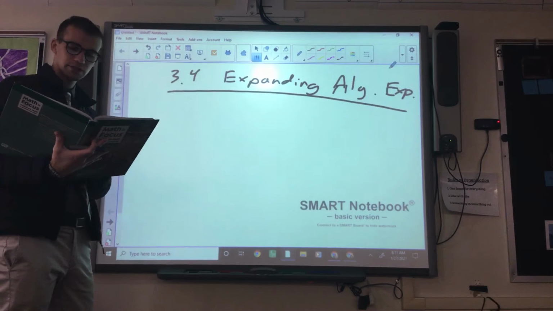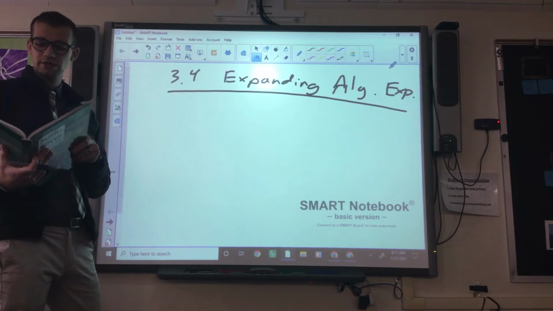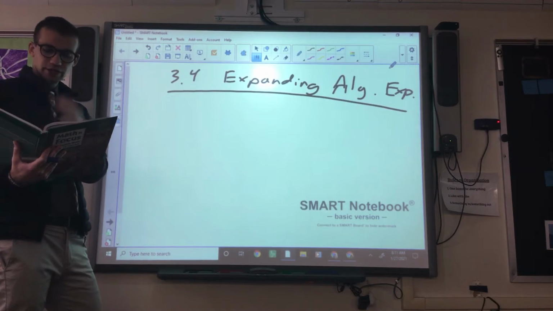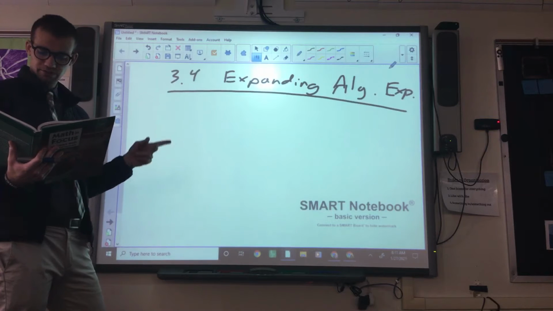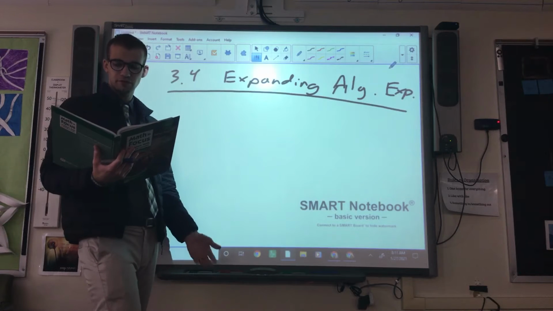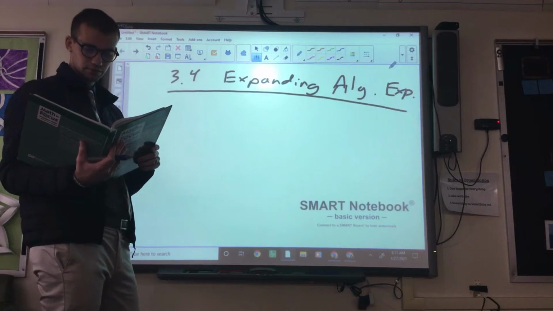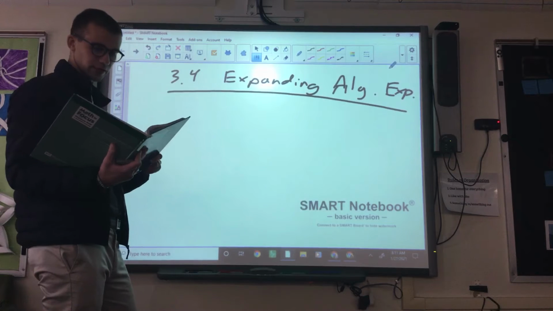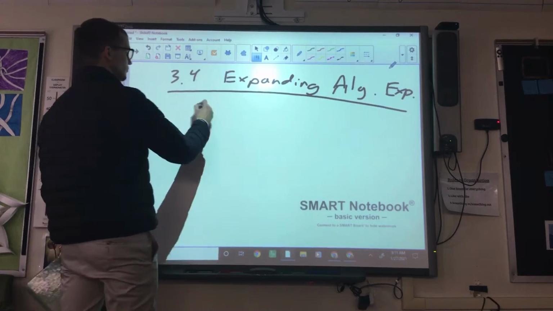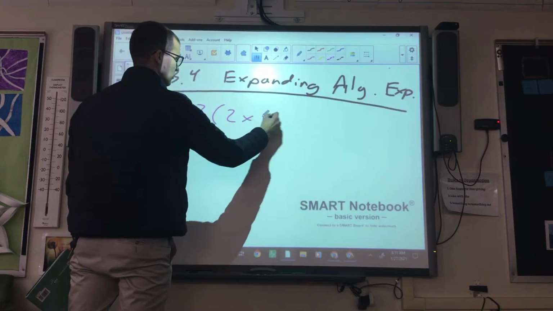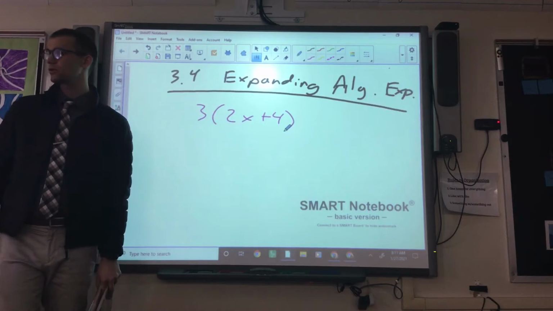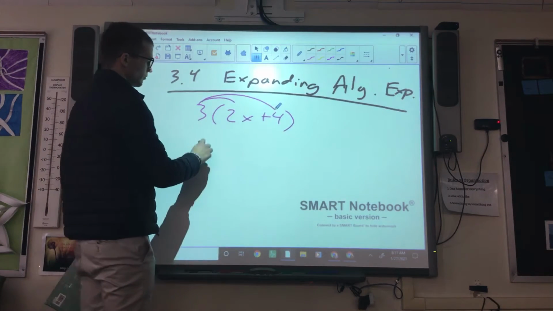Anytime you see expanding, you have to think that it is the same thing as distributing. I was thinking factoring. It says you have learned how to expand algebraic expressions involving integers, like 3 times the quantity 2x plus 4. And we expand these using what property? Distributive property. Use your little rainbows.